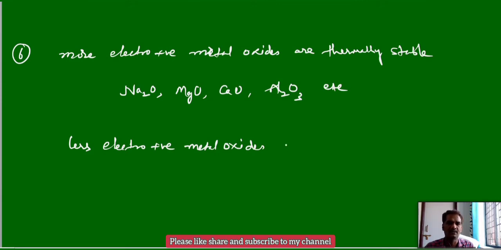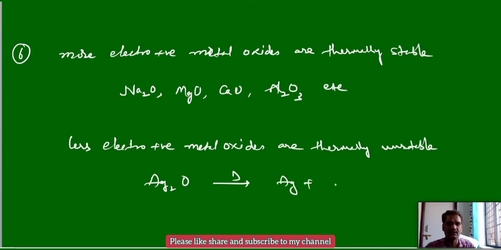Or thermally unstable. What are they like? Silver you can take. Silver oxide is thermally unstable. It can easily undergo decomposition and it can form metallic silver.